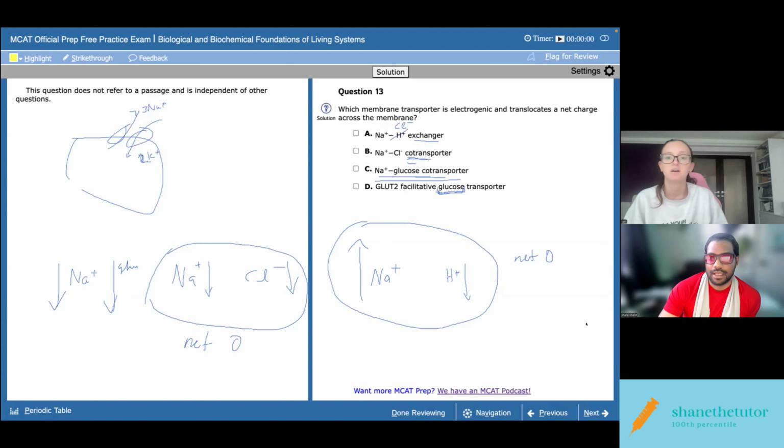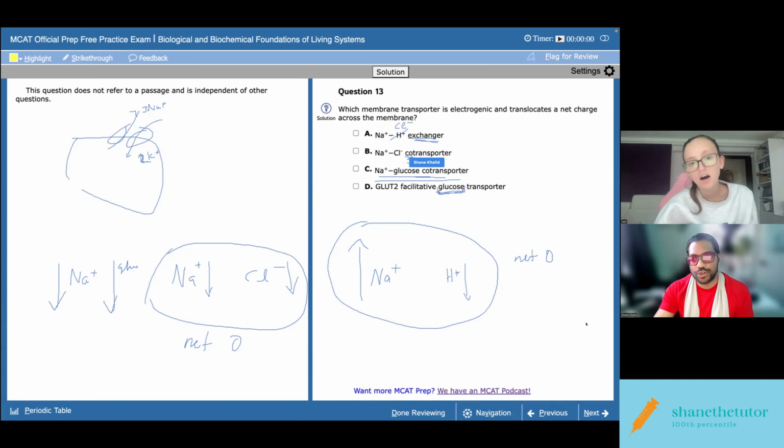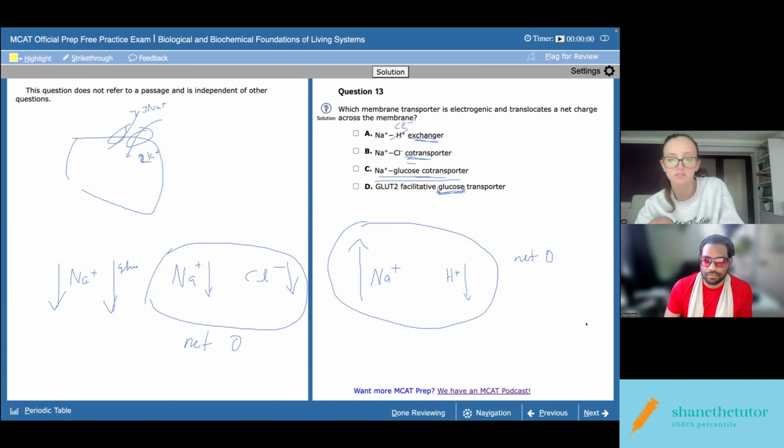The takeaway is an exchanger means that they're going to go in opposite directions. A co-transporter, think of the word co, like a cooperative, going in the same direction. And a transporter is just one thing that can either come in or go out. But yeah, glucose, you should know, doesn't have a charge. In fact, that's what the first step of glycolysis does. It imparts a charge, so it can't really go back out through GLUT2 or GLUT4, I think. Sounds good.